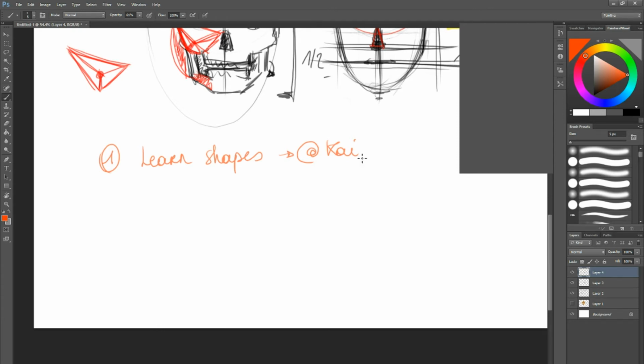Just like why do we use a triangle here? Why do we use a pyramid? Why do we use a sphere? Why do we use a cube? And so on and so forth. All basic stuff, but it doesn't really matter if you haven't learned it. Check out his stream or his videos, and he explains it perfectly. Two is actually just looking up some skulls, or just human faces. Skulls and human faces.